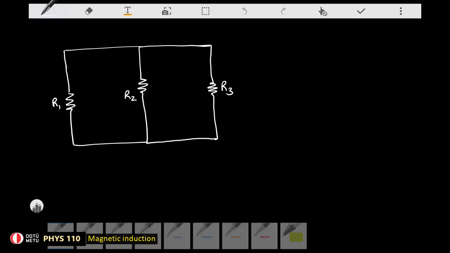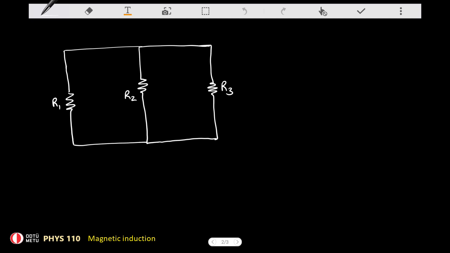If you remember, when we were solving DC circuit problems, there were actually two different approaches. I mean, you either satisfy the junction rule and then write down the loop rule, or you satisfy the loop rule and then write down the junction rule. So let's go ahead with the first one.